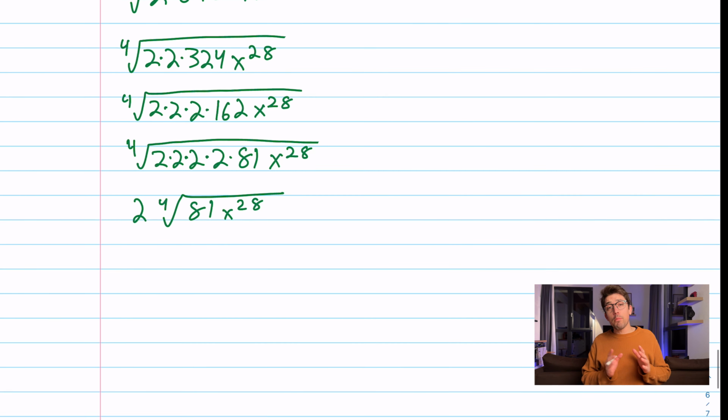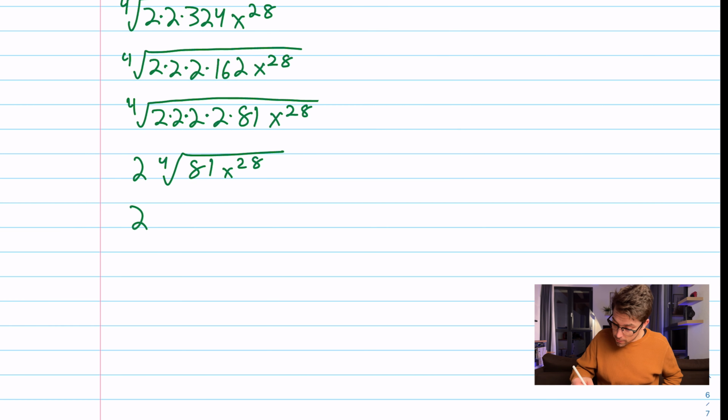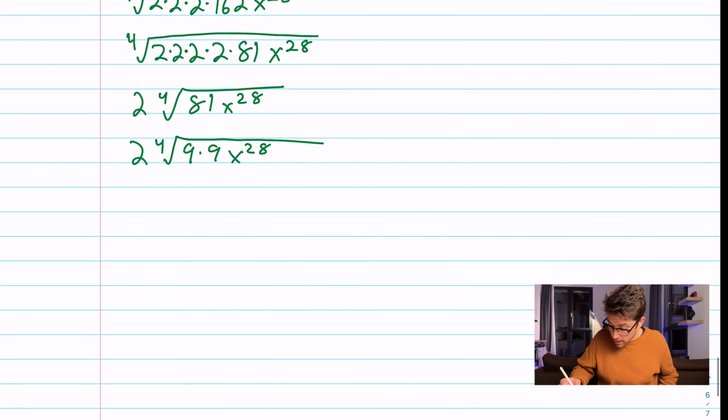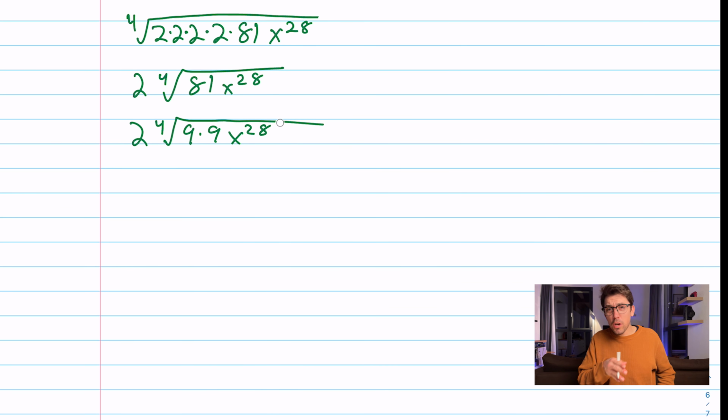I can still keep breaking this down. So let's think about this. If I have 2, and I'm taking the 4th root, well, 81 can be split up into, let's do 9 times 9. 9 times 9 is 81 times x to the power of 28. And by the way, you can break up x to the power of 28 now if you want to. I'm just doing it as slowly as possible. This is probably the most inefficient method, but it might be the best way to explain it.